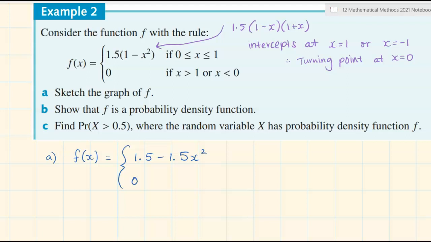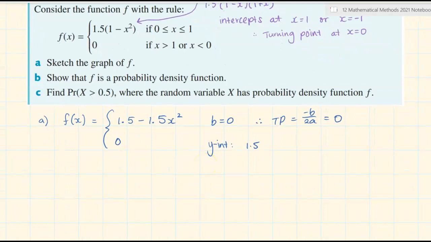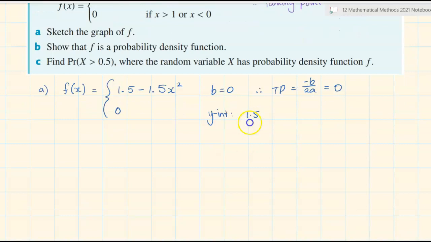All right, so you could go the factorizing route, as Miss Kinnear said, or we know that b equals 0. So that means that the turning point is going to happen at negative b on 2a, which is just at 0. And then the y-intercept is when x equals 0, so that's going to happen at 1.5. So you should have enough to go 0, 1.5, that's the turning point.